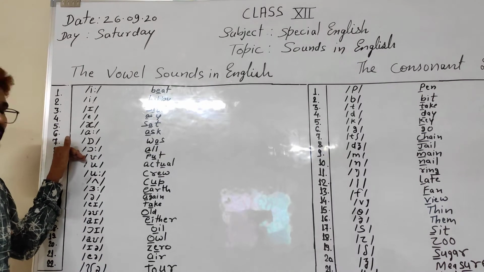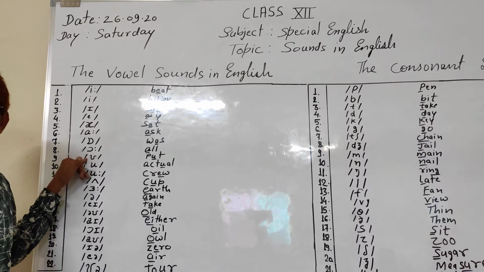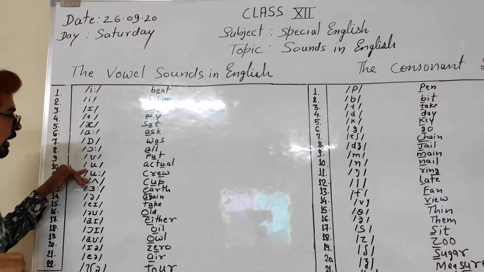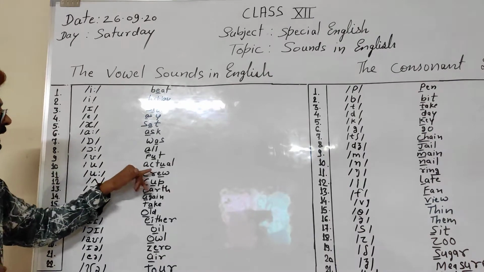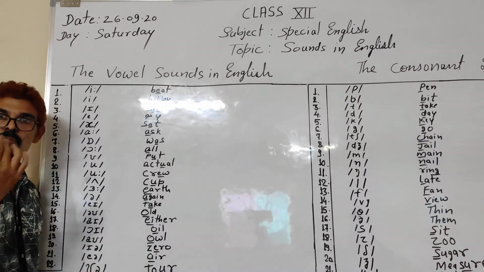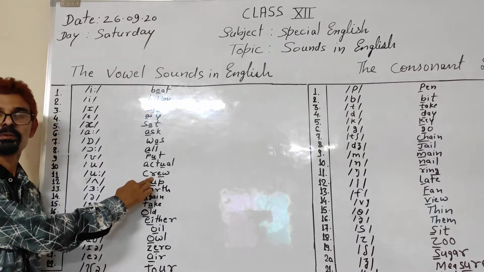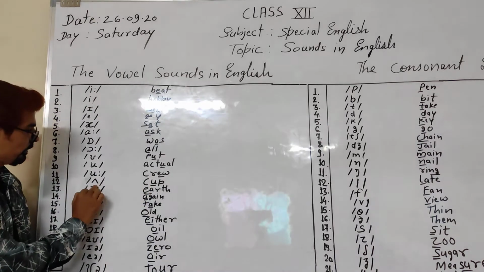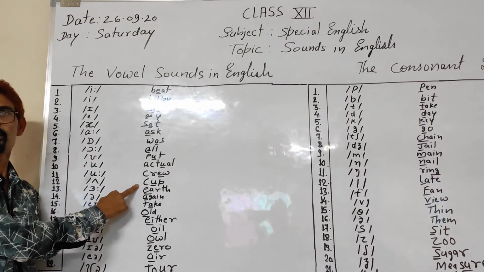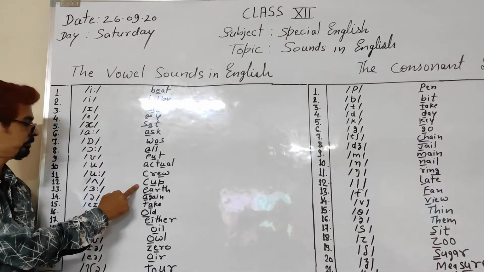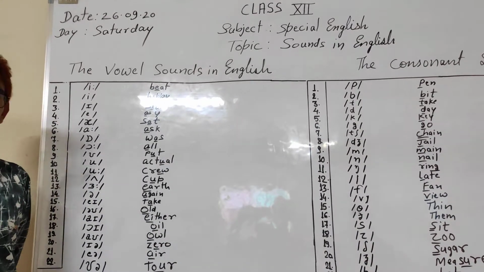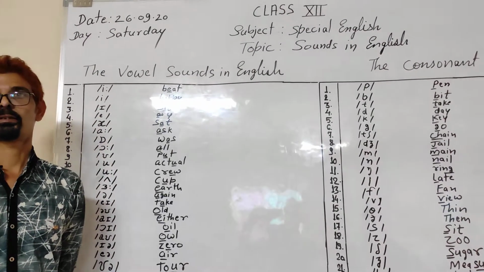This is the U sound, small U. Put. This is also the small sound of small U. Actual. This is the sound of long U. Crew. This is cup. This sound is cup. We pronounce earth, not earth, but earth.